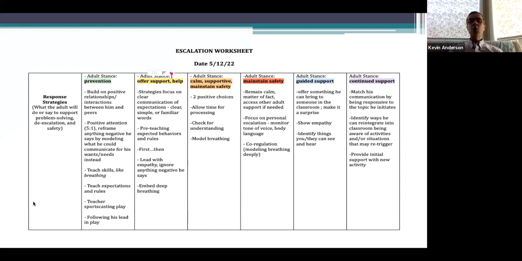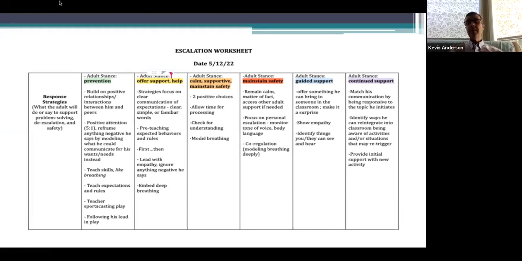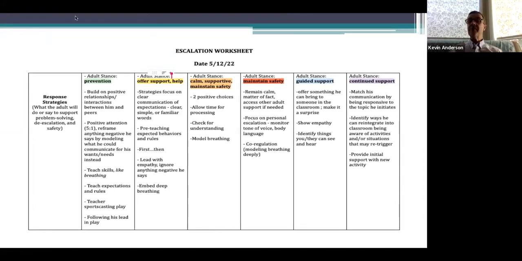Maybe it is offering 2 positive choices. Maybe I need to give them time. Maybe I'm still able to do some modeling of some breathing activities or something like that. And then when the child hits the red zone, what do we do so that everyone can remain calm and safe? I, as an adult, have to remain calm so that the children can eventually come back to the calm area. How do I focus on not escalating my own personal emotional state?